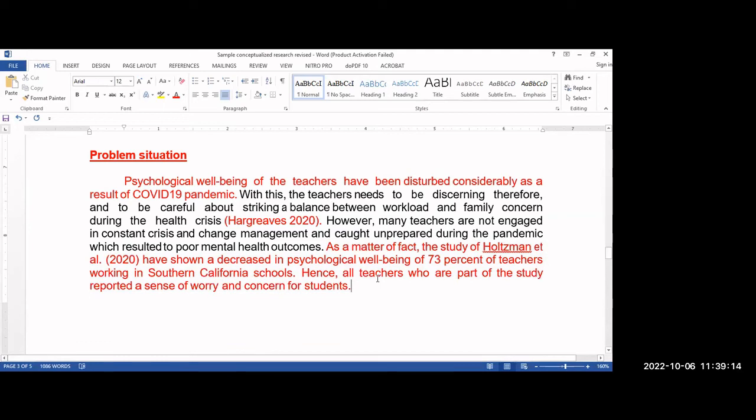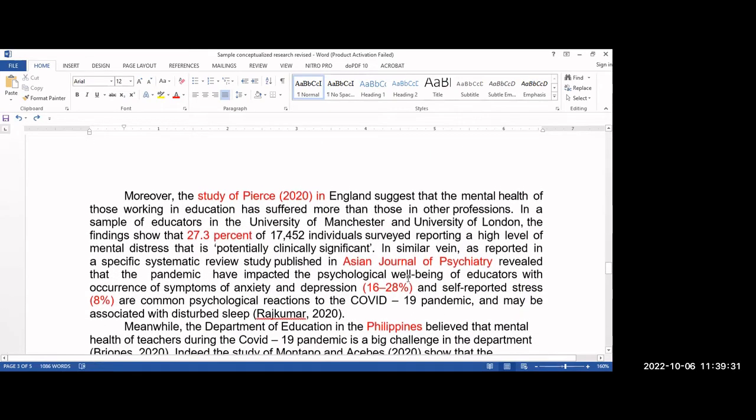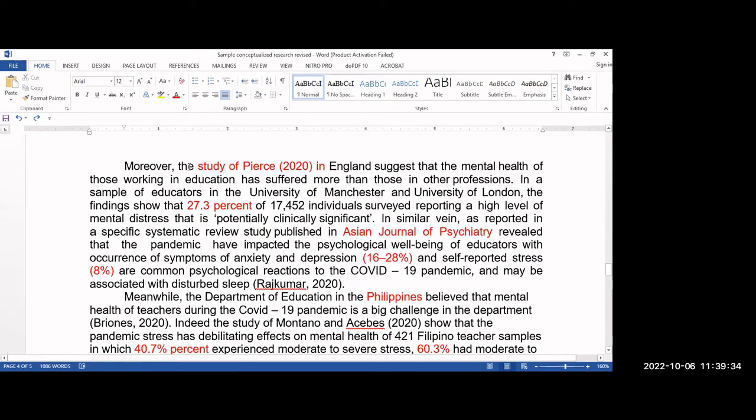And this is the one that has been part of the inventory. Ito mga 73%. So these are showing certain poor health outcomes like decrease in psychological well-being. So pwede nyo na i-connect yung another study. Moreover, the study of peers. So kailangan mo ng mga transition statements like connectives like moreover, meanwhile, furthermore, on the other hand. So, yan. That will connect one paragraph to another.